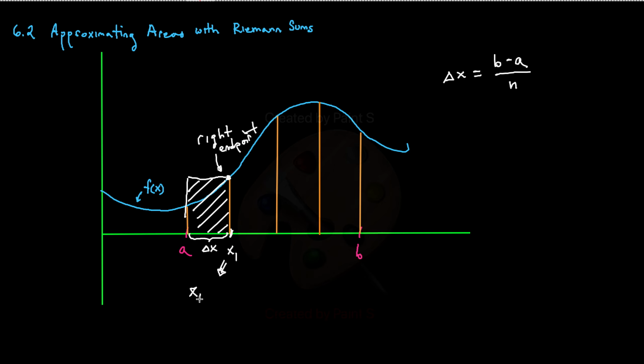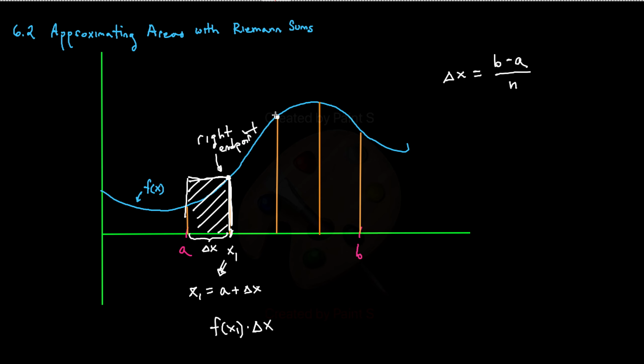x1 in this case is going to be equal to a plus delta x. And you start off with that value. What's the height of this rectangle in this case? It's f of x1 times delta x. That's the height of the rectangle, that's this length, right? Times delta x is the area of this first rectangle.